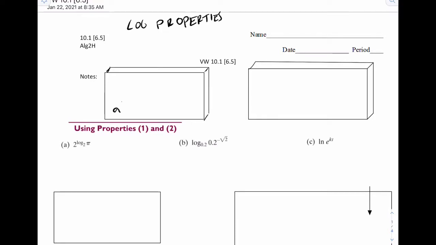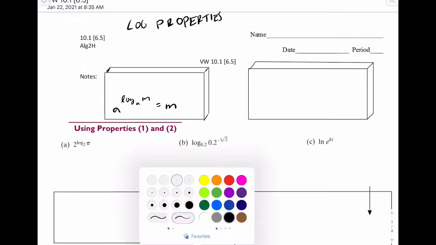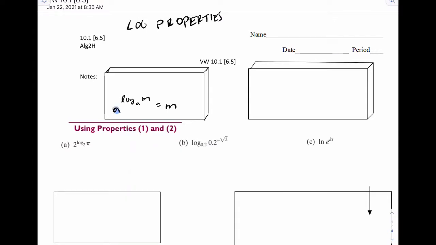A to the power of log base A of m is equal to m. Effectively, when the base of the exponent and the base of the log match, they cancel and you're left with the m right here. And I'm going to call this the sandwich property.